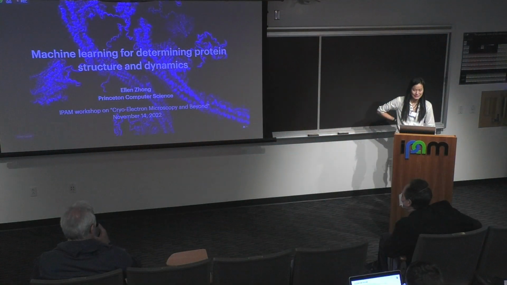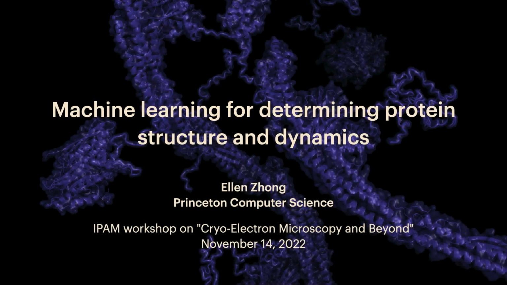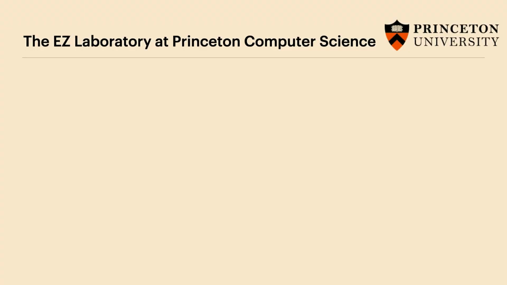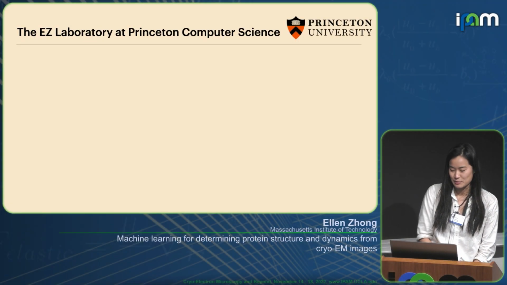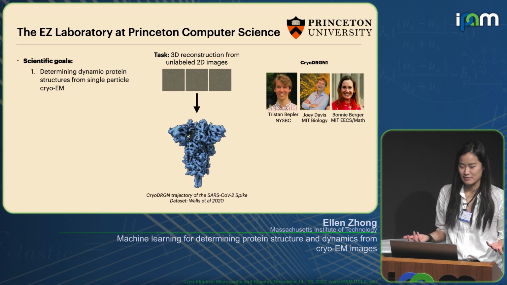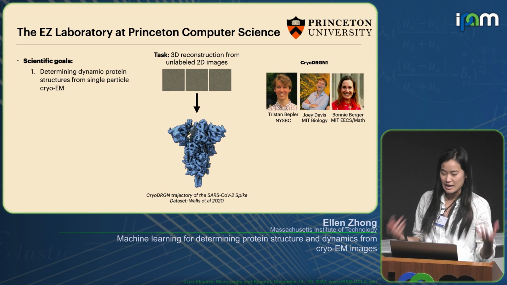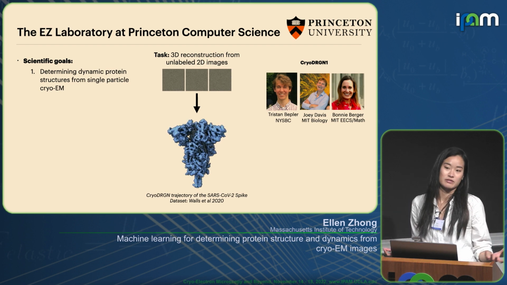So I'll be telling you about some of my PhD work and future work on machine learning for determining protein structure and dynamics. I just started my group a couple months ago at Princeton's computer science department. There are two main scientific directions that I'm interested in. The first is pushing the envelope for determining dynamic protein structures from single particle cryo-EM data.